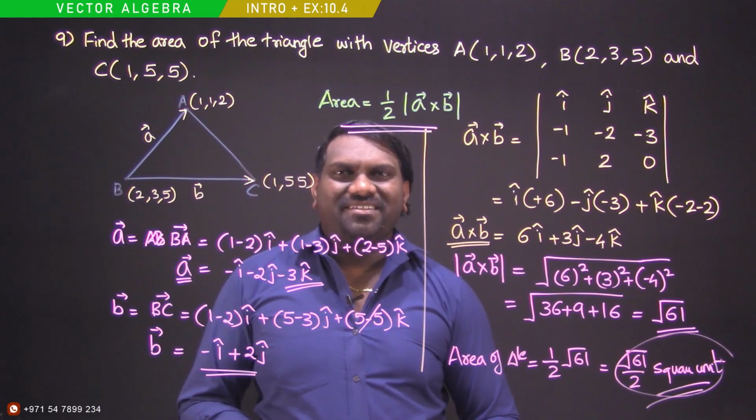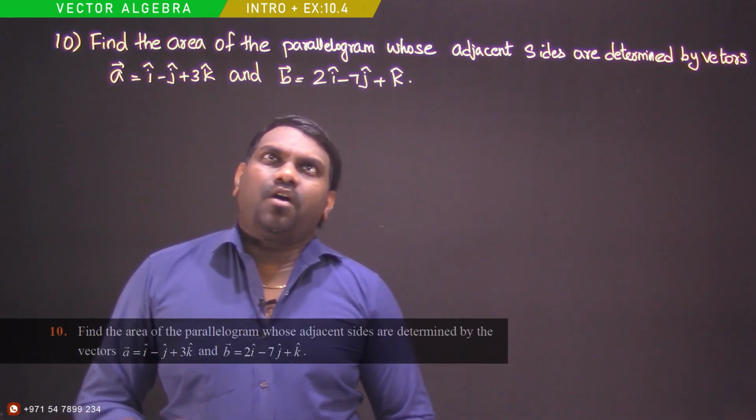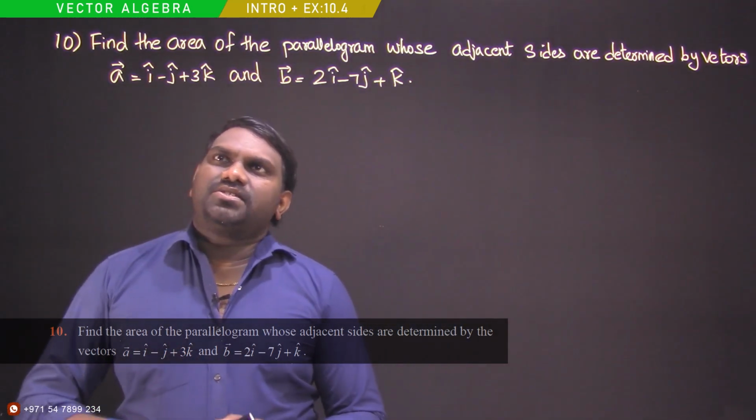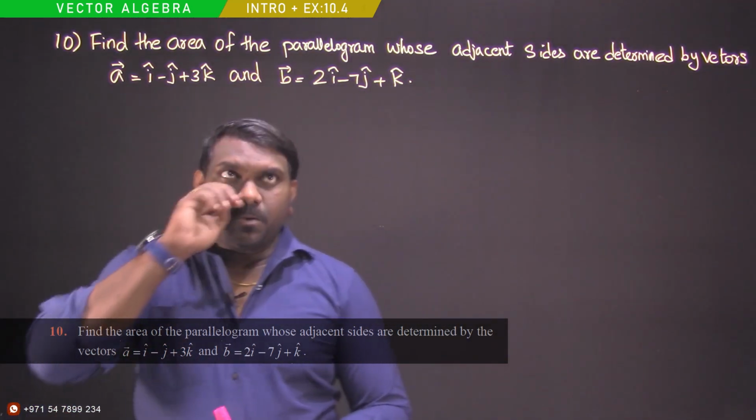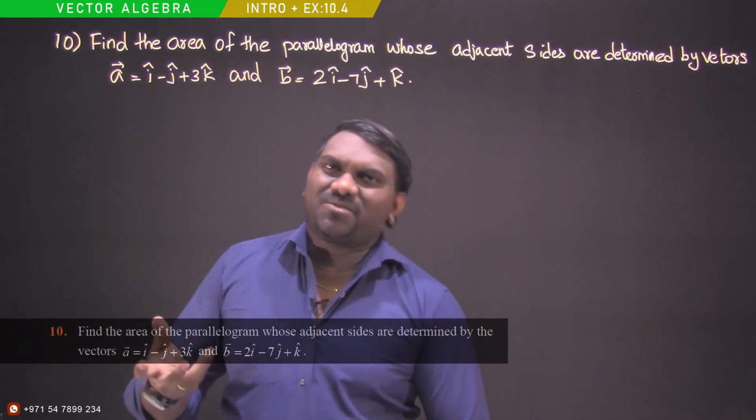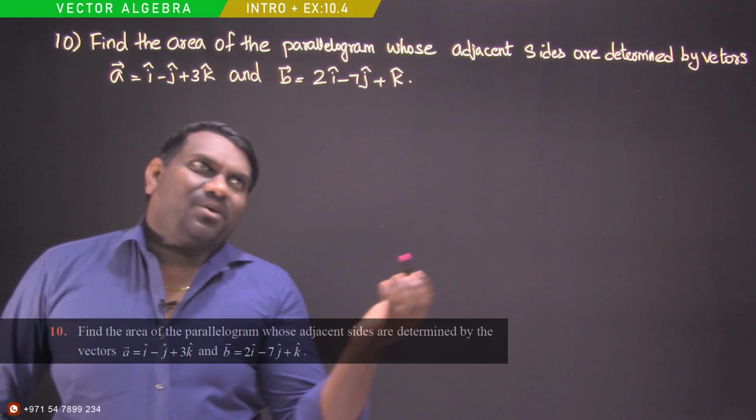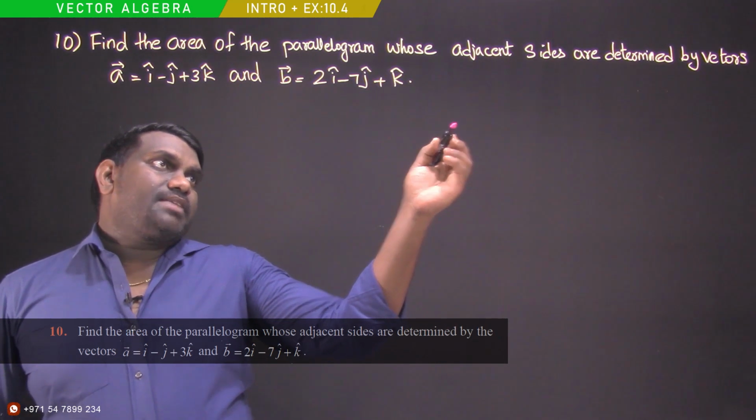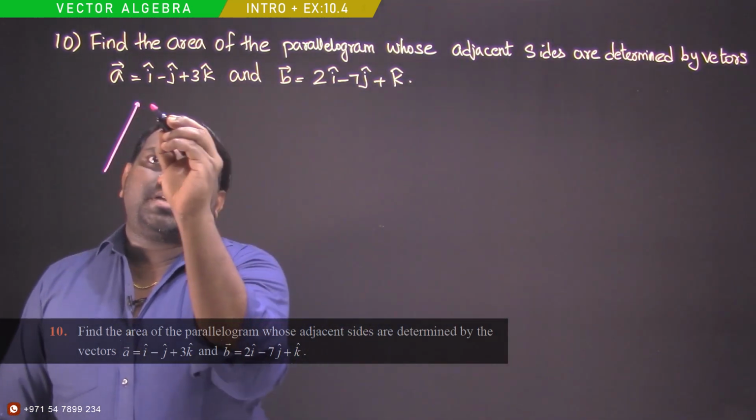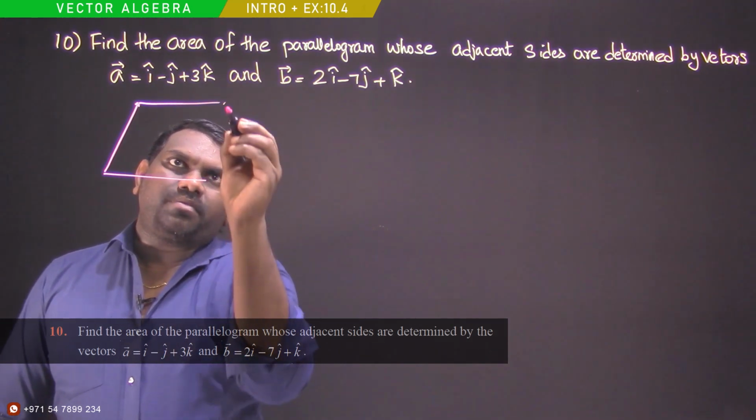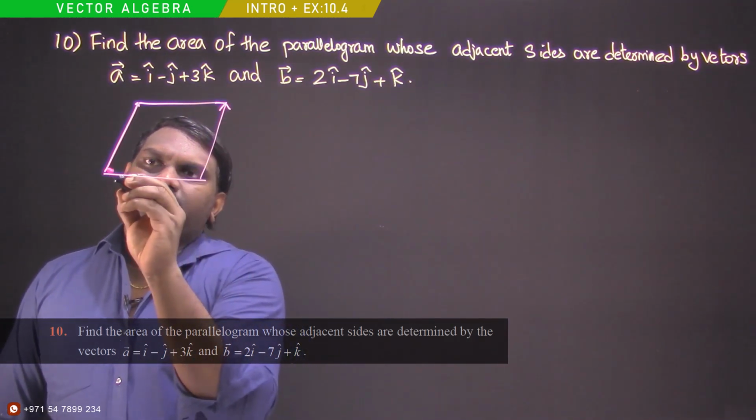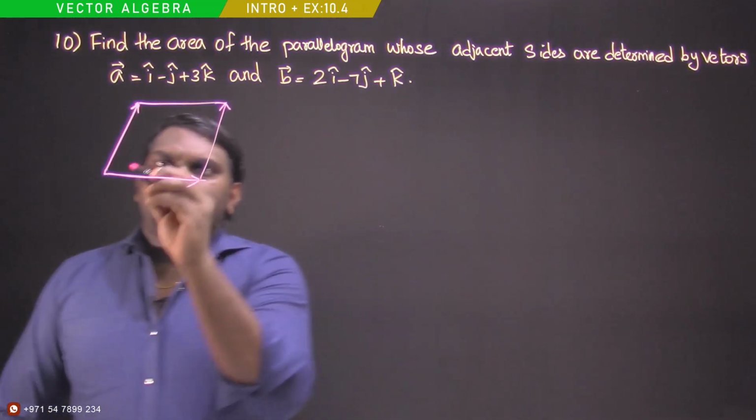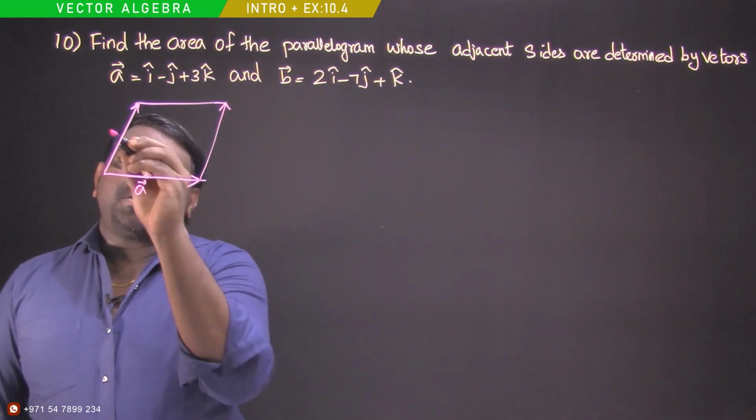Fine, then move on to the 10th one. On to the 10th question, dear. Find the area of the parallelogram whose adjacent sides are determined by the vectors A is equal to I minus J plus 3K and B is equal to 2I minus 7J plus K. It's a very, very easy question, dear. The vertices are not given, you don't need to find anything. Two vectors of adjacent sides are given, and we have a parallelogram. If this is the parallelogram, dear, what they have given are the adjacent sides, maybe this and this. I will just mark this one as A and this one as B.